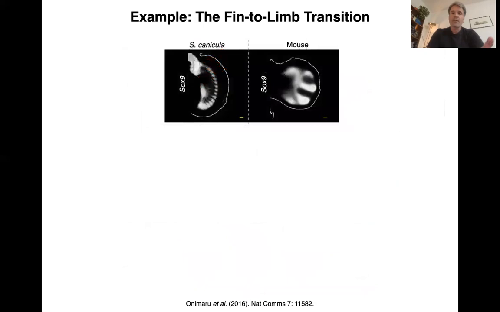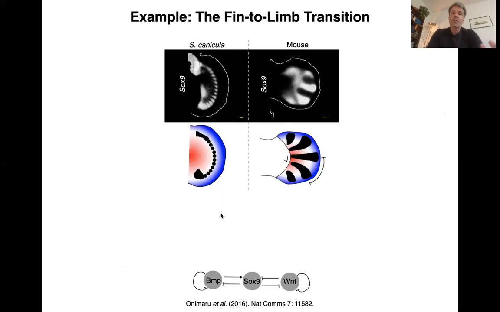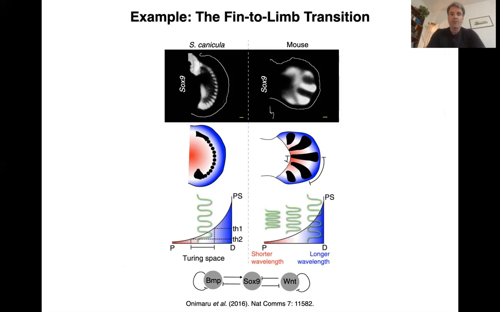And what you can see is that here you have a comparison again of these SOX9 expression patterns in the different limb buds, and they took the same patterning generator, the Turing system that's coupled with a gradient. So there are two signaling pathways, BMP signaling and Wnt signaling, and they interact through this transcription factor, forming a Turing system that forms, if you run them in these different morphological contexts, the corresponding patterns. So a stripe of dots in the shark and these beautiful stripes, this pre-pattern for the digits, in the mouse.